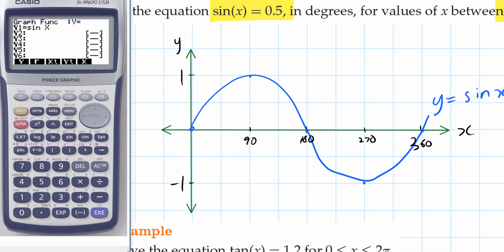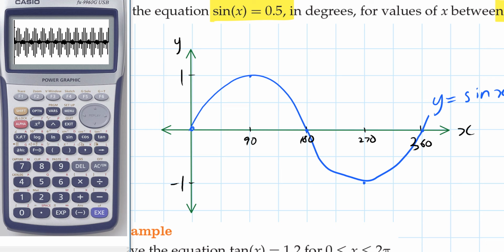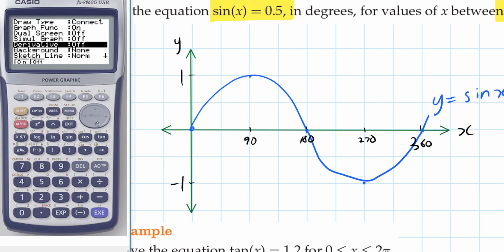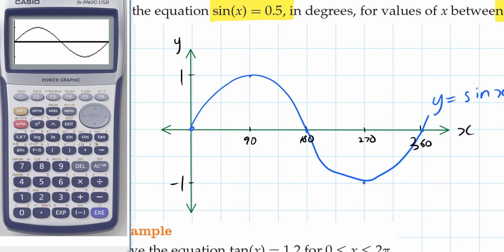So sine x. Now at the moment that's in radians, so I want to change this into degrees. I want it to go up to 360, and I want it to go from negative 1.5 to 1.5. And then we'll change it into degrees instead of radians. Okay, so there's my graph, and everything looks right so far.